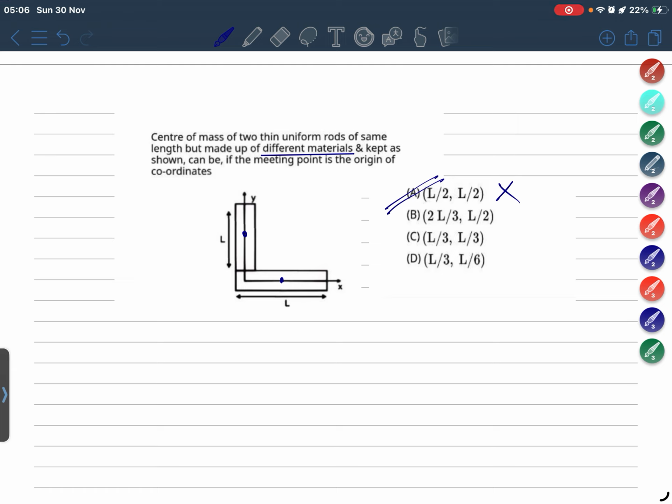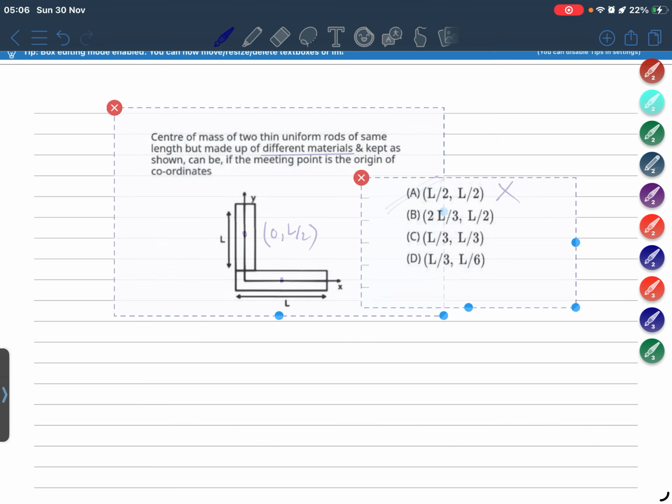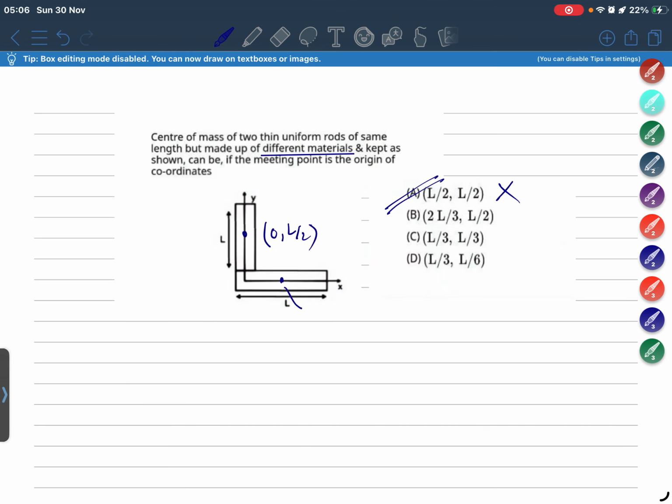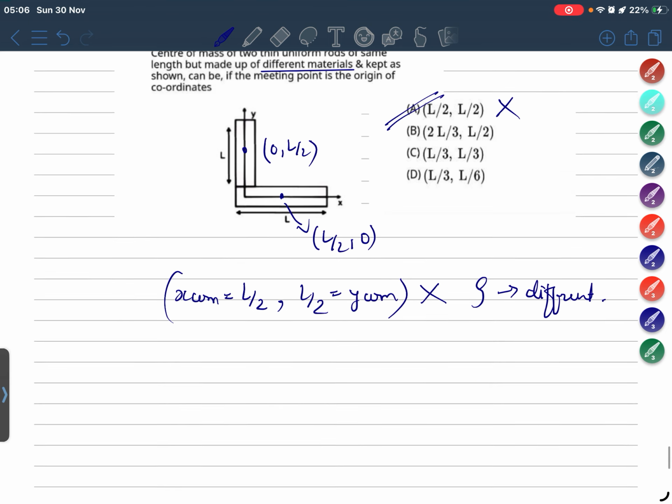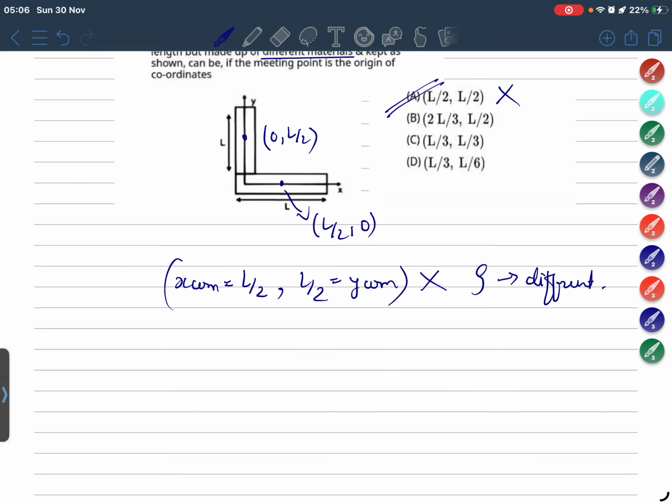It means we can't directly do it by symmetry, saying the center of mass of this is 0 comma L by 2 and the center of mass of this is L by 2 comma 0. So you can't say XCM is L by 2 and YCM is L by 2. This will be wrong since the density is different. If density is different, I will show you two methods for this.